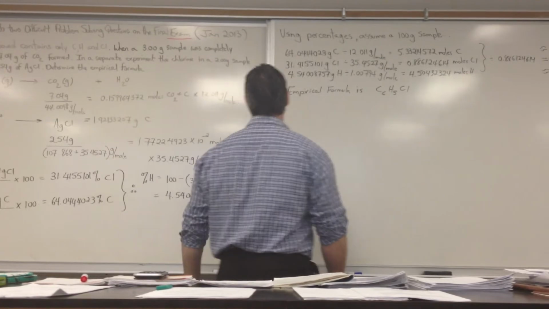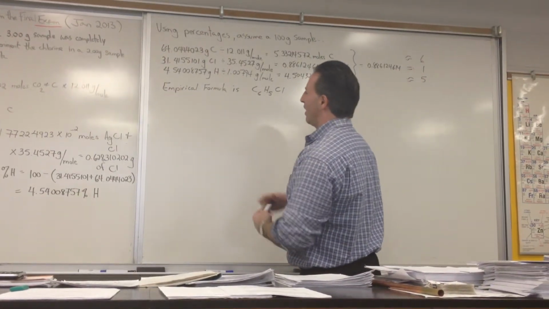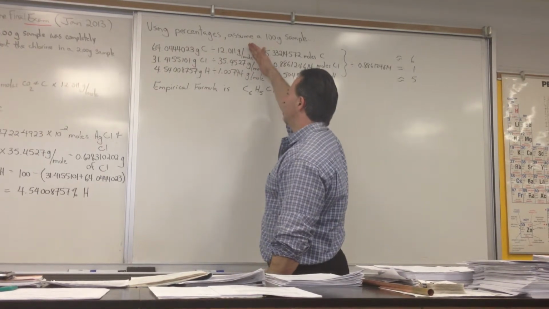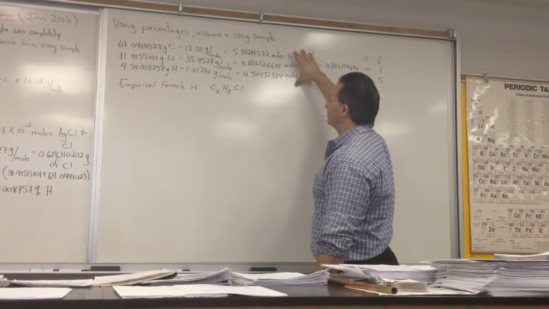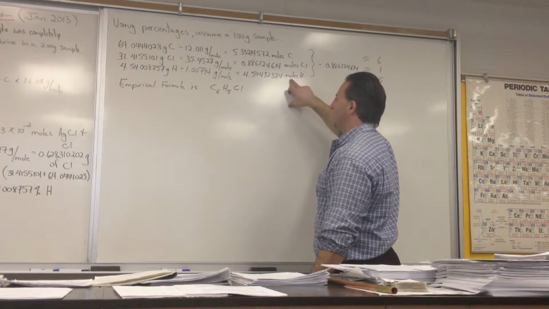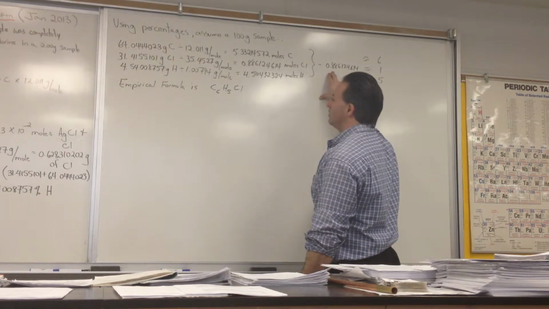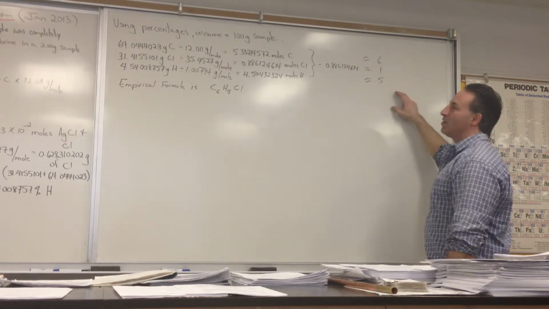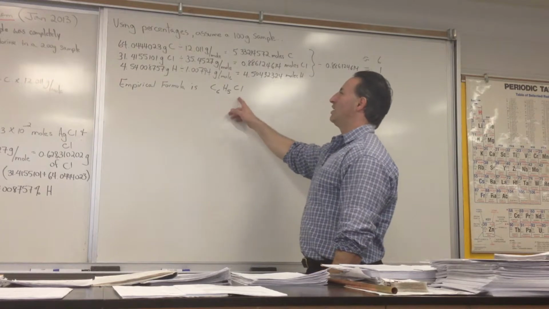We then assume a 100-gram sample, which allows us to turn all those percentages into gram quantities. We divide by the molar mass of each substance, and we get the mole proportion for a 100-gram sample. We divide by the smallest number in the ratio, and the result is roughly 6, 1, and 5. So the empirical formula of our unknown compound is C6H5Cl.